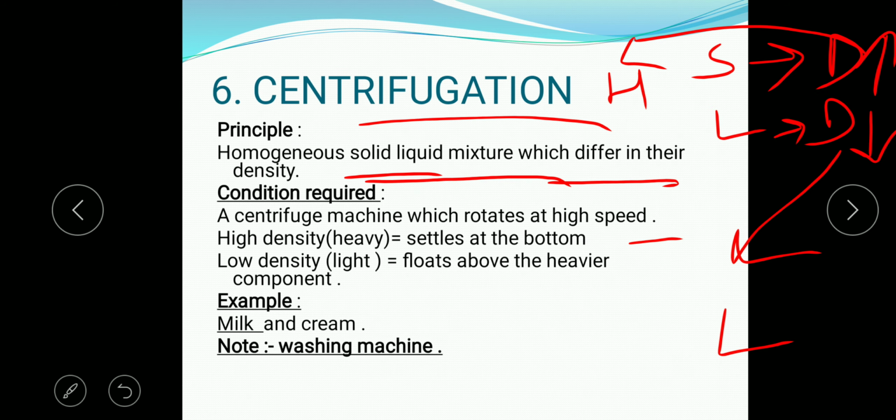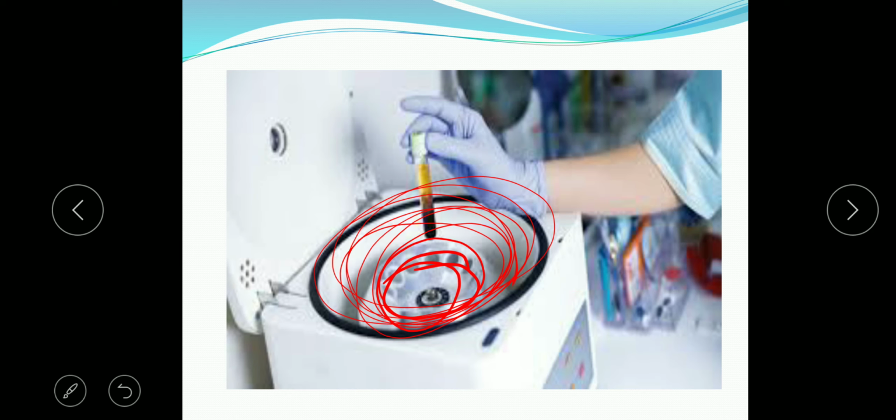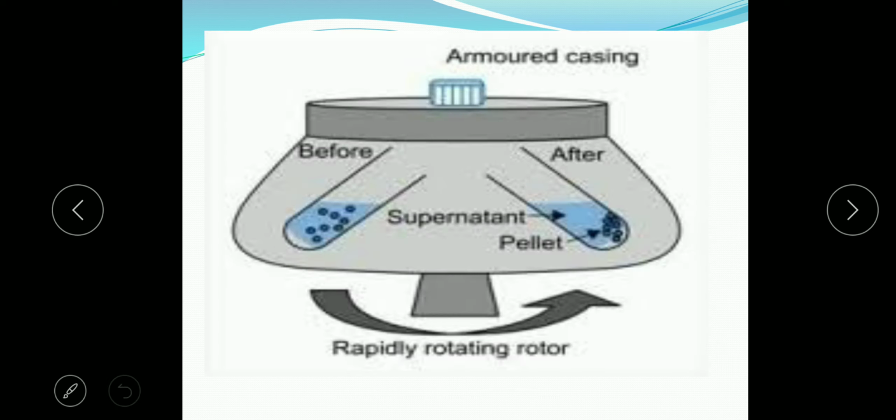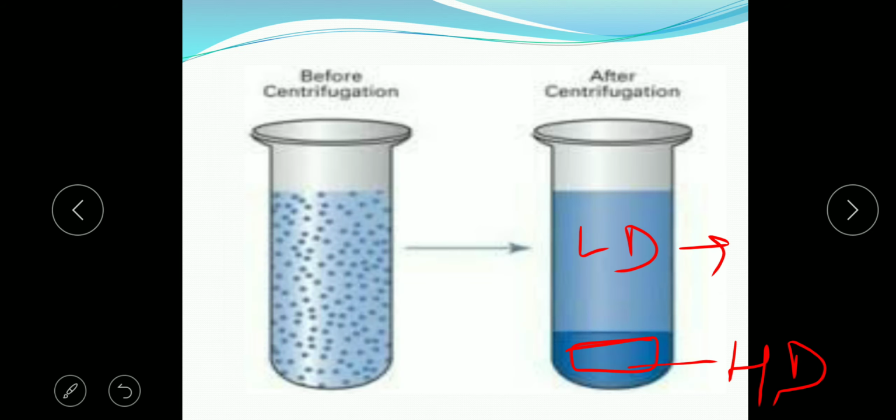An example of a mixture which can be separated by centrifugation is milk and cream. Your washing machine also works on the principle of centrifugation, for drying purposes. So this is a centrifuge machine. In the test tube holder the mixture is kept, and then it rotates at a fast speed. After rotating at a fast speed, the heavy, high density component of the mixture will settle at the bottom of the test tube, and the low density component of the mixture will be floating above the high density component.